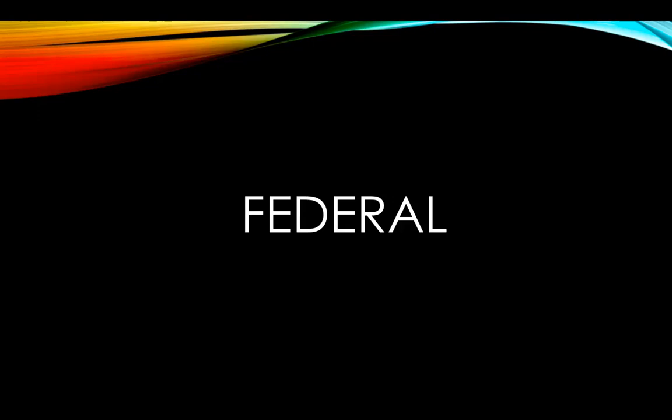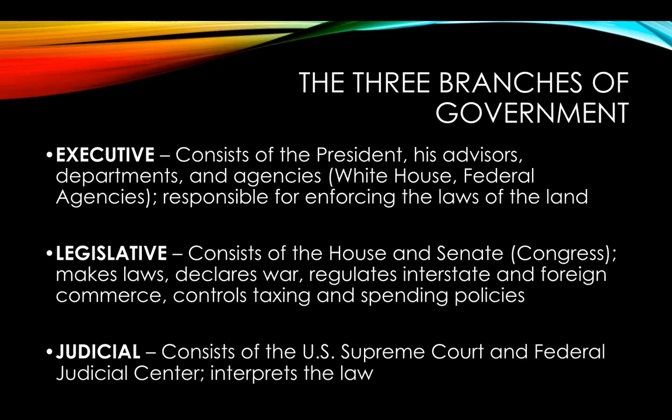So let's talk about the three branches of government. The three branches of government are executive, legislative, and judicial. To explain a little bit more about these branches, the executive is the president. It consists of the president, his advisors, departments, and agencies, which is the White House and federal agencies. The president is responsible for enforcing the laws of the land. The executive branch is responsible for enforcing the laws of the land.